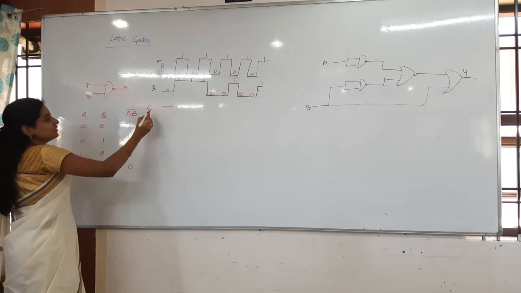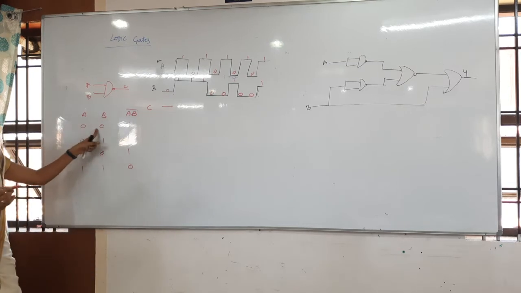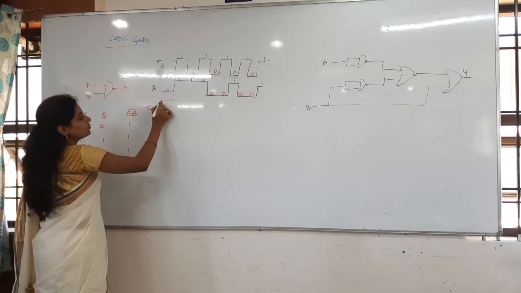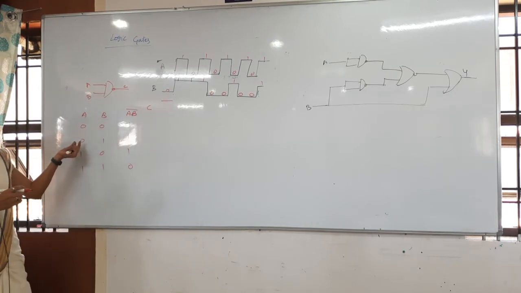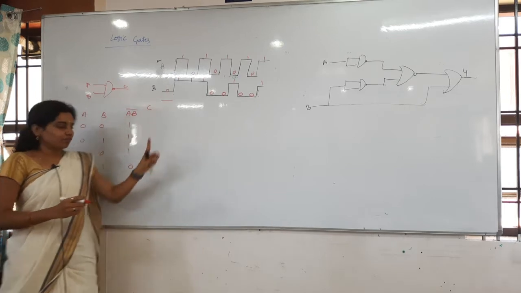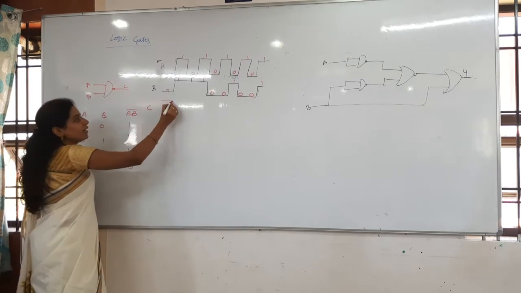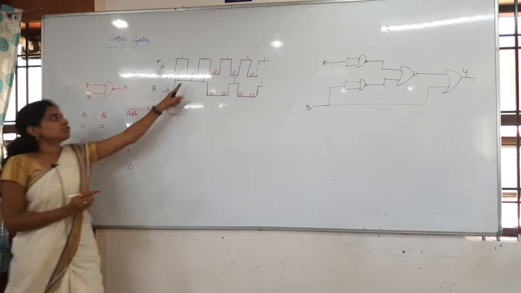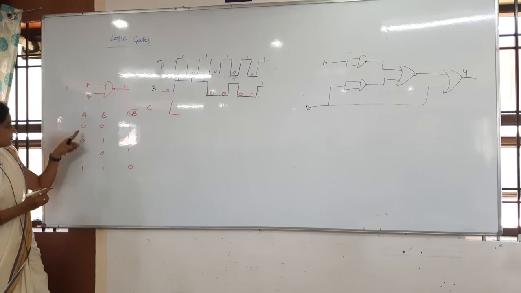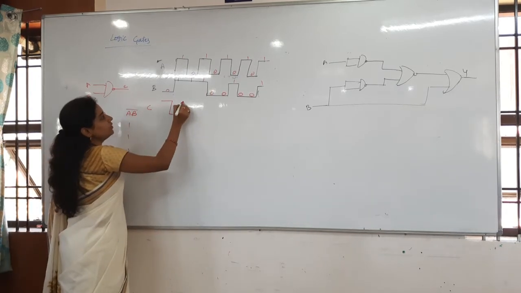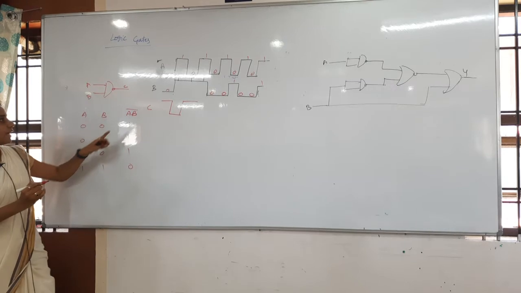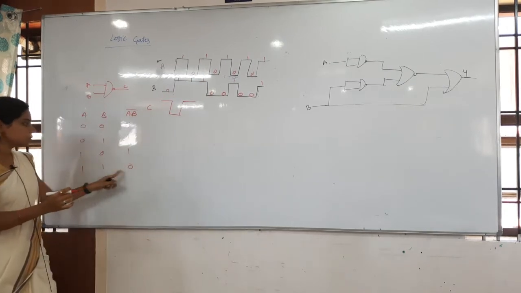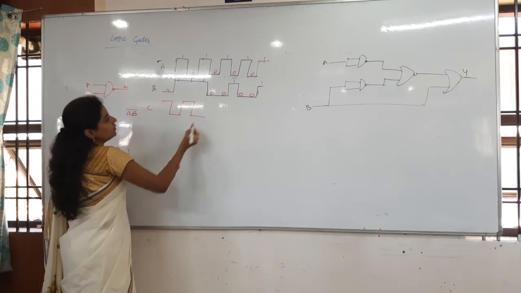Then output C. Whenever 0 0 is there, what is my output here? 1. So I have to draw 1 here, higher. Then here, 1 and 1. What is the answer? 0. So that comes down, and then 0. Then after that 0 1 gives 1, so that goes up again. Then after that 1 and 1 is 0, so that comes down again like this.